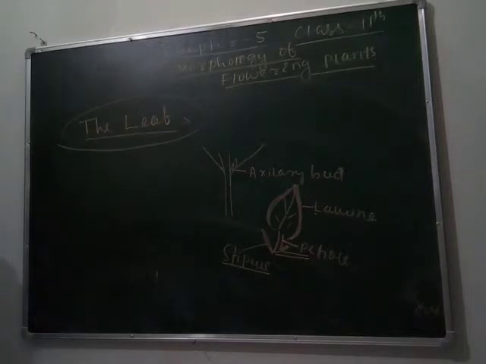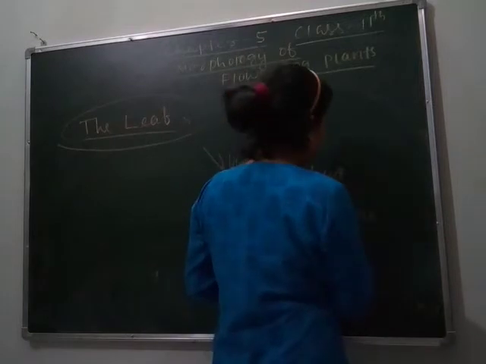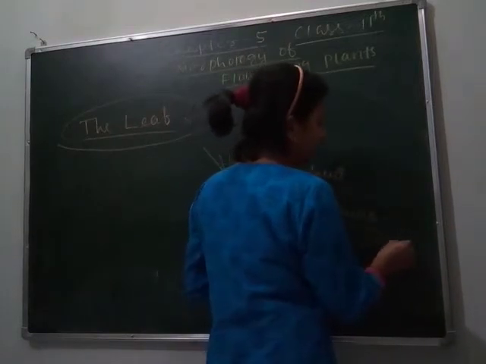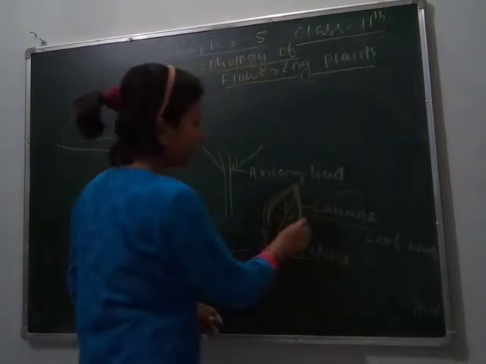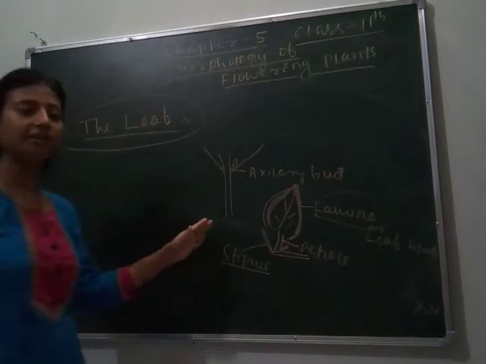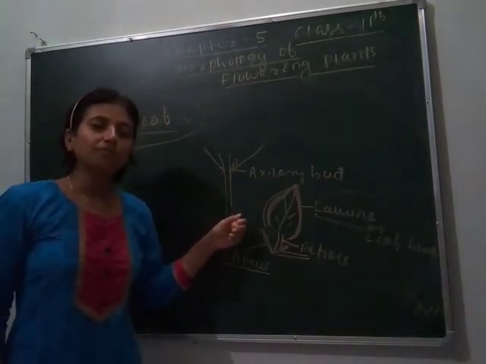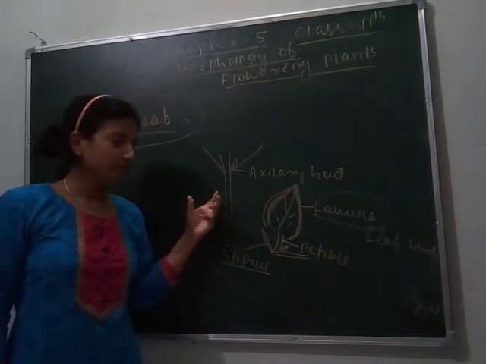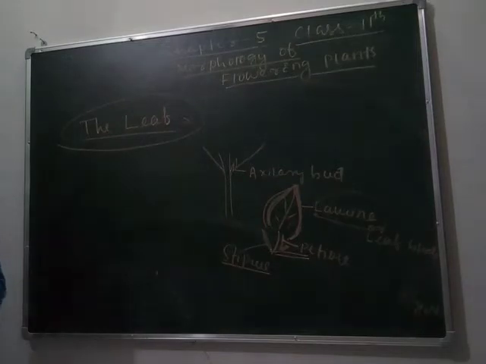Next is the leaf blade. The lamina can also be called the leaf blade. So the leaf blade means this portion. Either we can say lamina or leaf blade. This is a leaf, you have seen it. Next, I will show you different types of leaves.